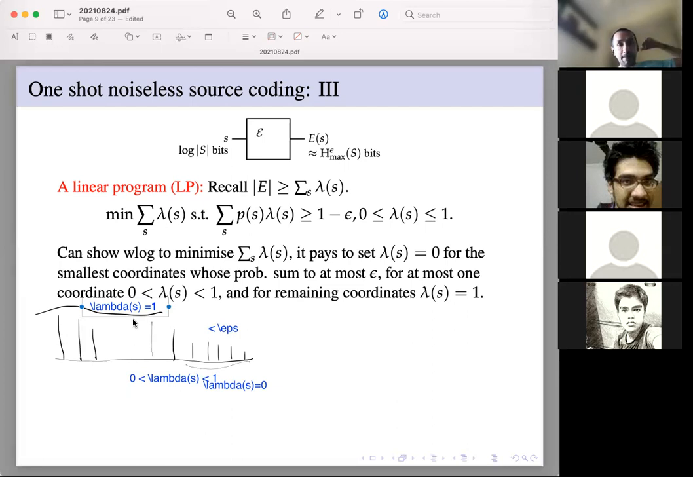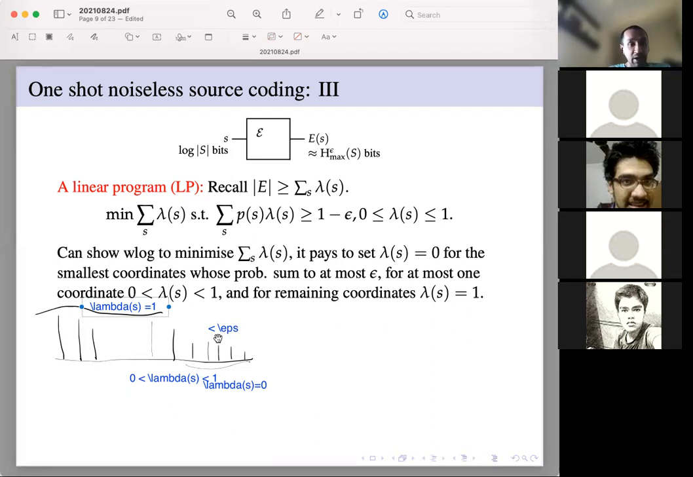So basically, we are like filtering. If you want to call it that, yeah. So we are reshaping the vector lambda by zeroing out lambda s for the smallest probabilities s. We keep doing this till at some point we are forced to stop because of a situation like this. So now the question is, where are we forced to stop?